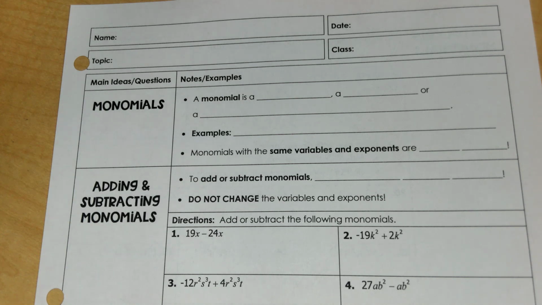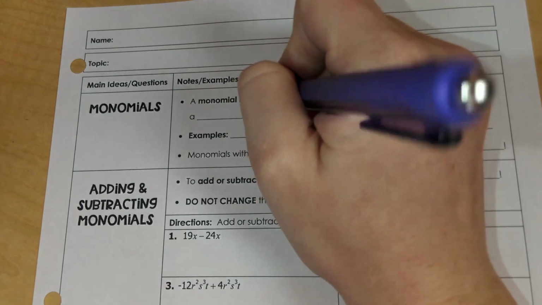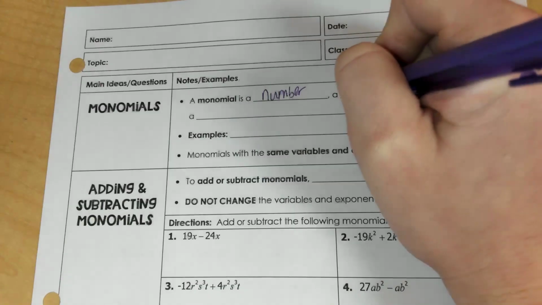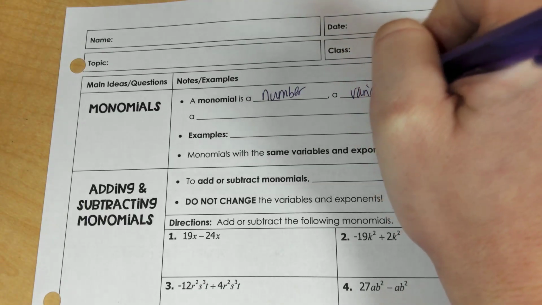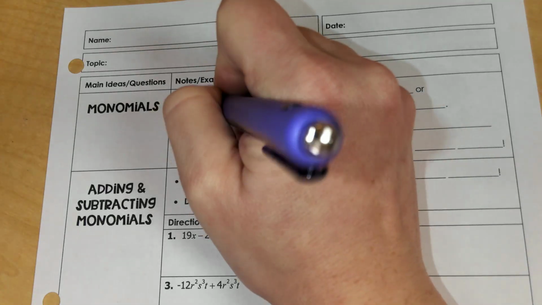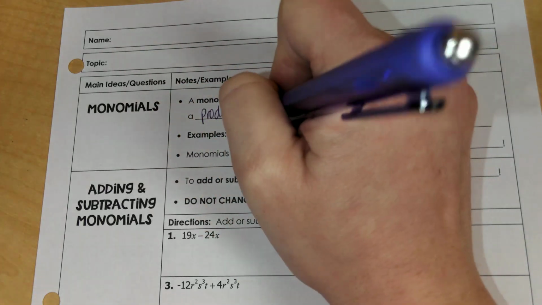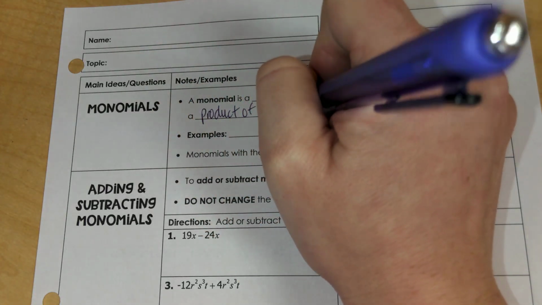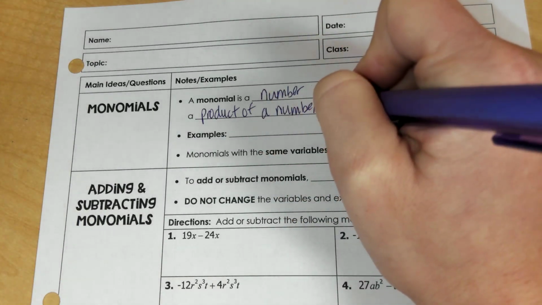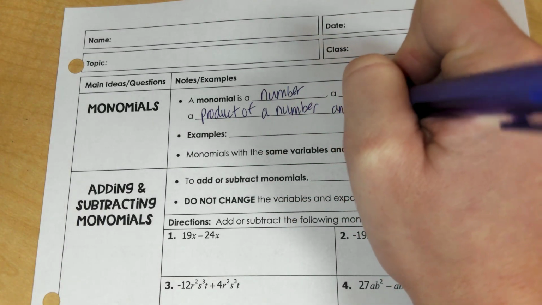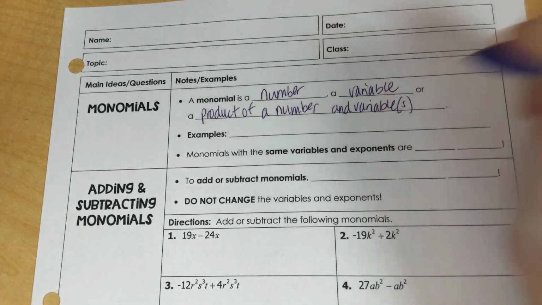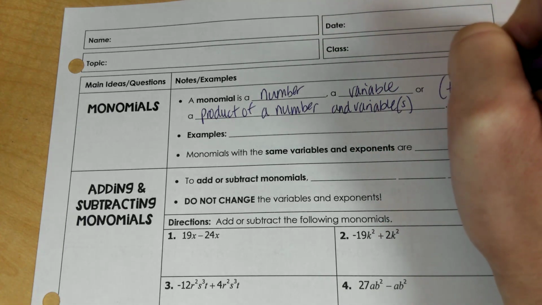So today we're going to start talking about monomials, kind of what they are and how we add, subtract, and multiply those. First off, a monomial is either a number, a variable, or a product of a number and variable. And we called this before a term.